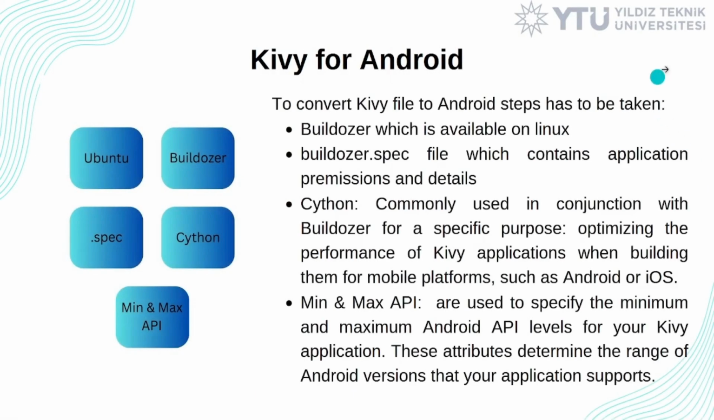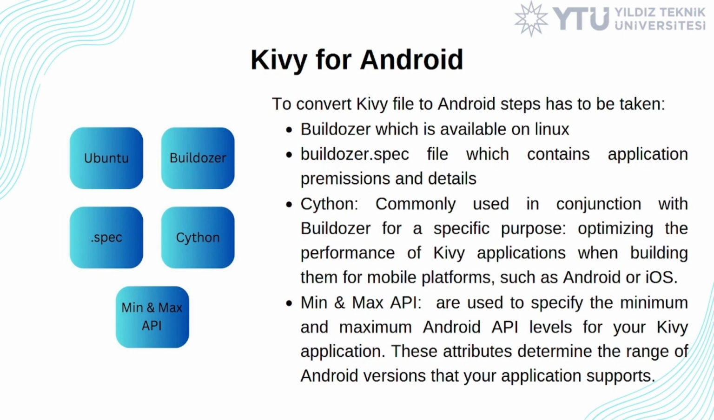For Kivy to be able to be run on Android, we need to use Buildozer, which is available on Linux. And so for us to be able to use Linux, we need to use Ubuntu. In the Ubuntu, after running the commands, we will get the buildozer.spec file, which contains the application permissions and details, and also Python, which optimizes the performance of the Kivy applications.